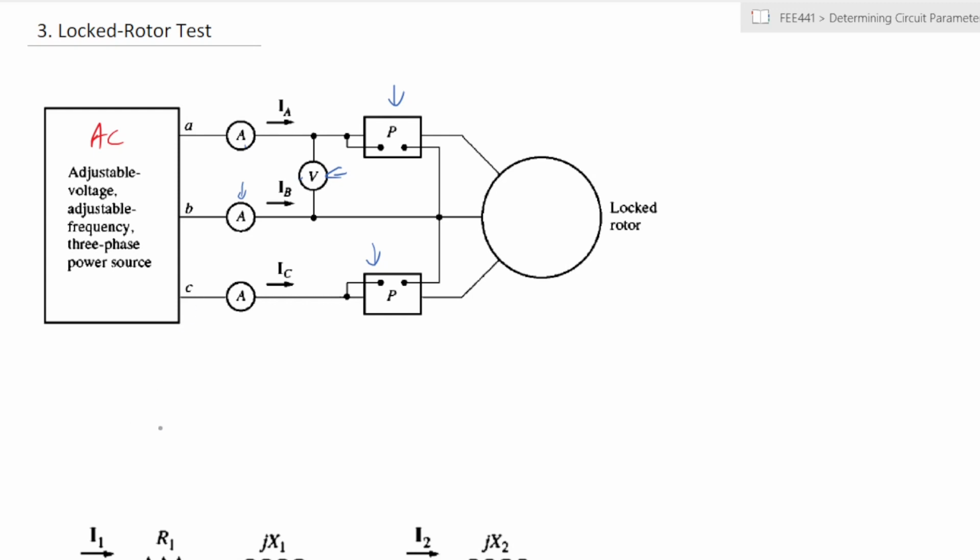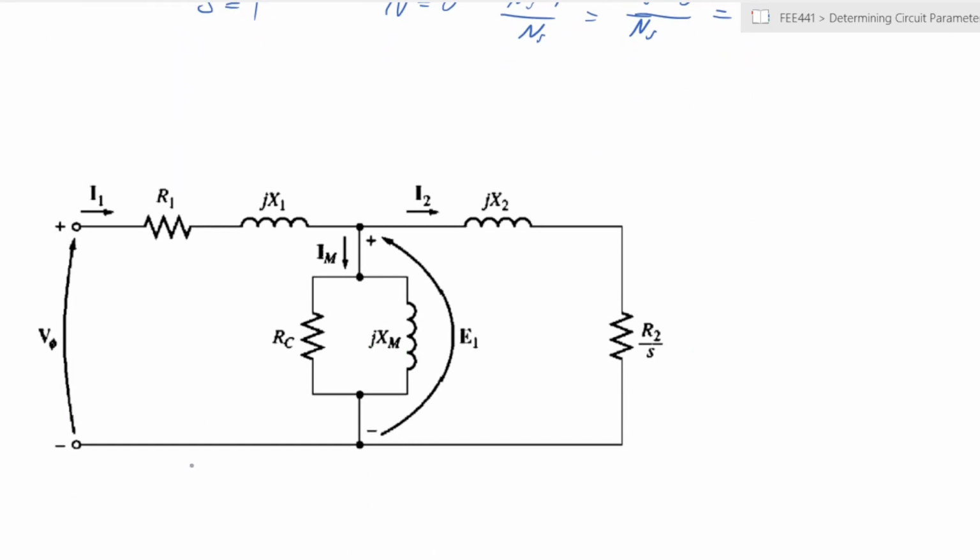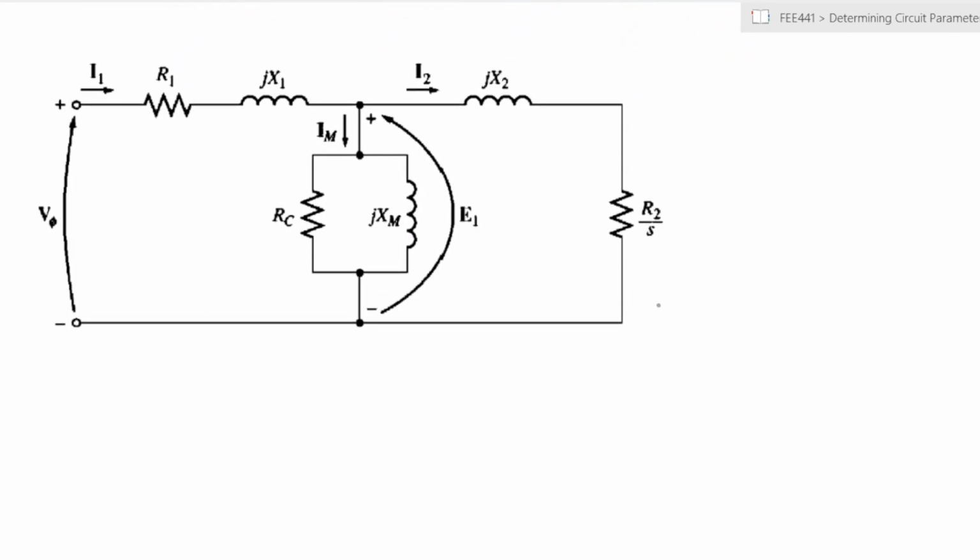Now, when the rotor is locked, our slip will be 1, all right? Because remember, n equals 0. So (ns minus n) over ns will be equal to ns over ns, because n is 0, which is 1, right? So that means that if we go back to our circuit here, for purposes of our circuit, this R2 over S is actually just equal to R2, right?